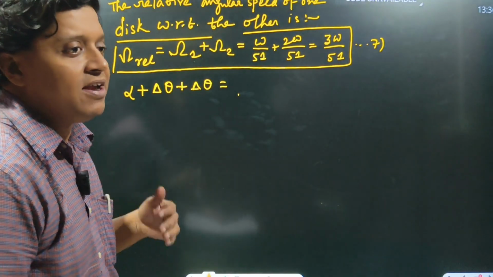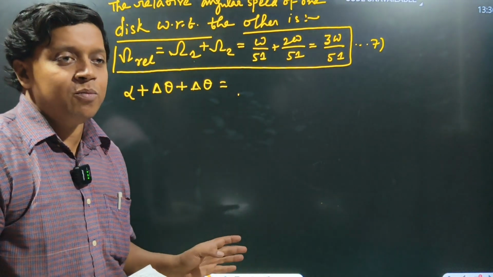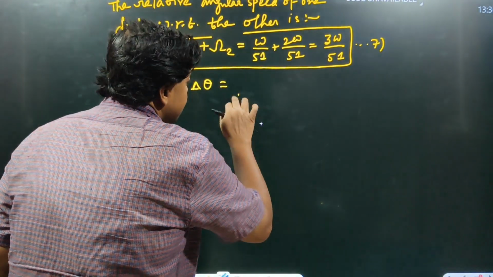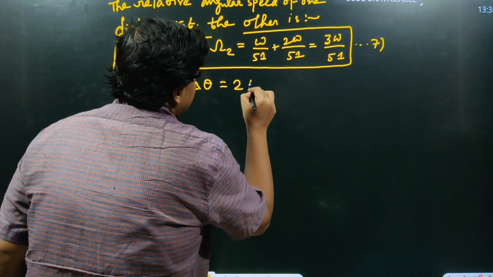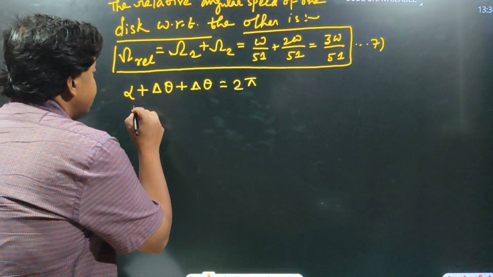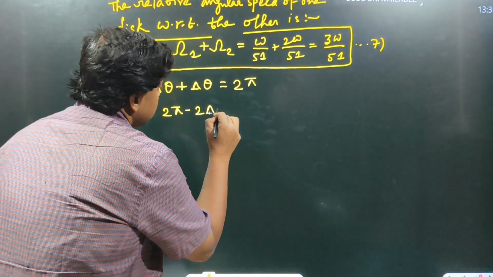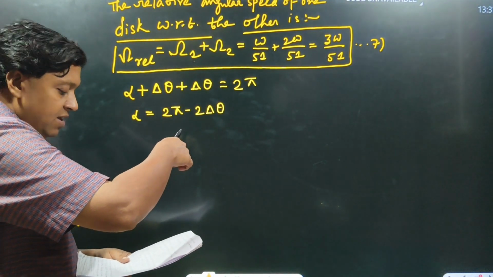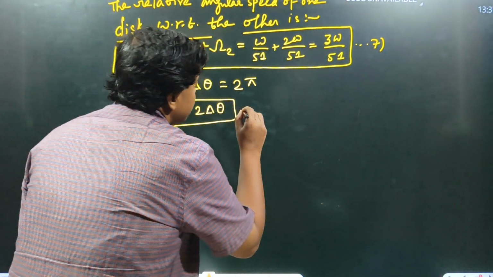Such a simple concept, and yet there was so much debate after IIT Advanced that it's a very tough problem. Believe me guys, it's not so. So this sums up equal to 2 pi, as I just said. That is, alpha is equal to 2 pi minus 2 delta theta, and this brings us to equation number 8.